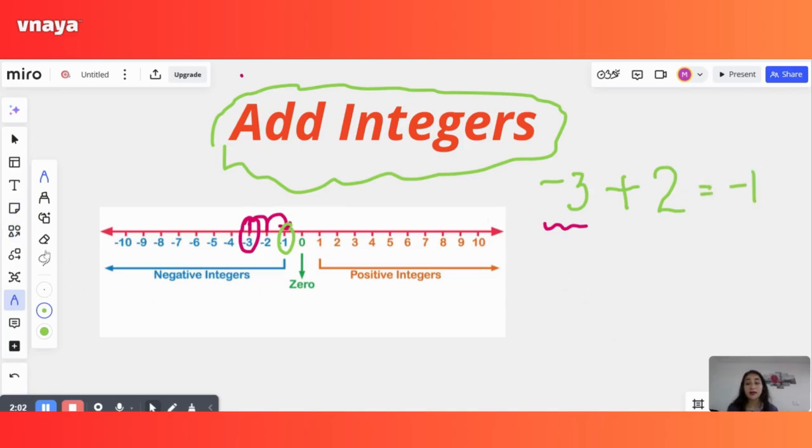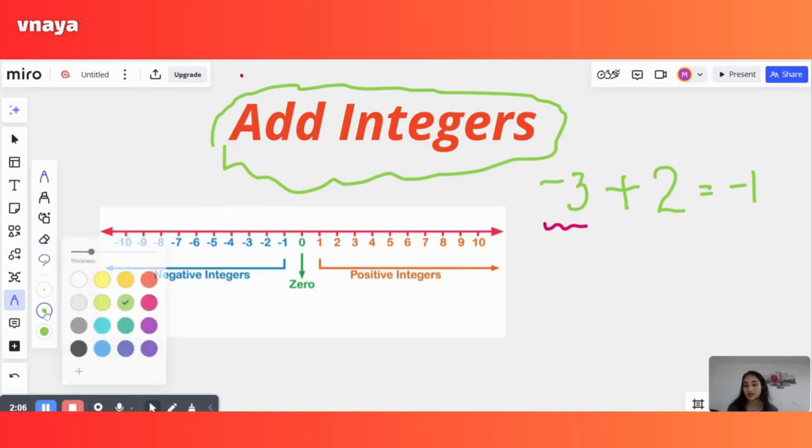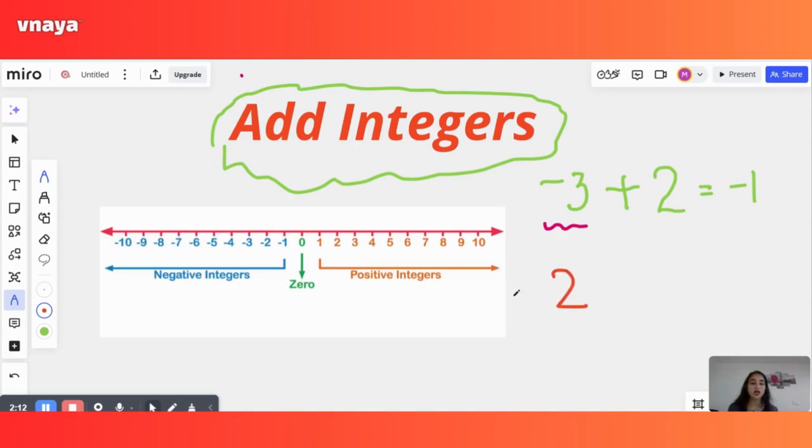Let's take one more example. Okay, let's choose maybe -2 and let's add 6 in that.